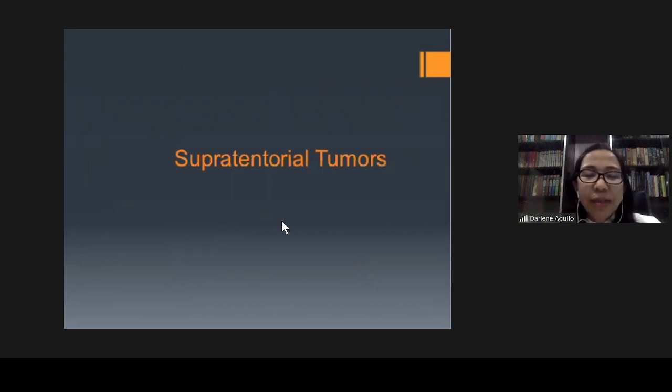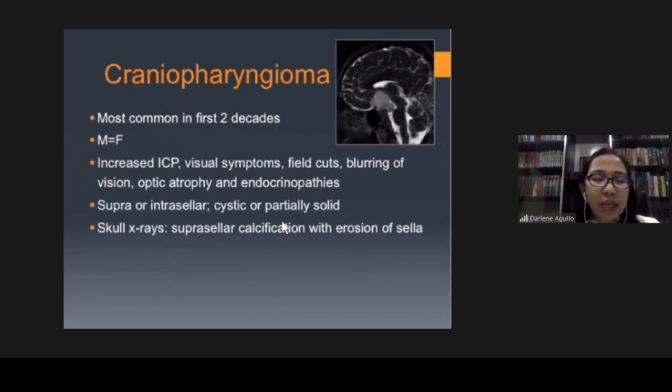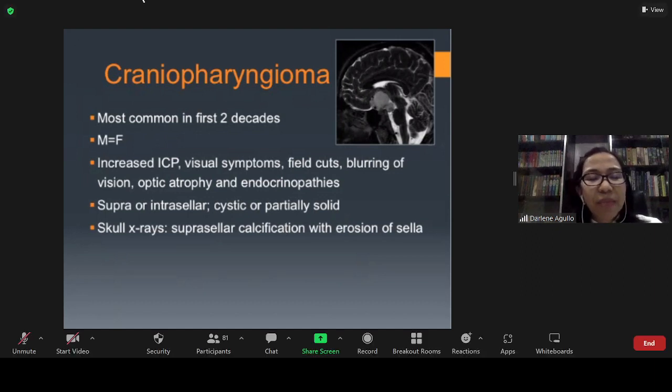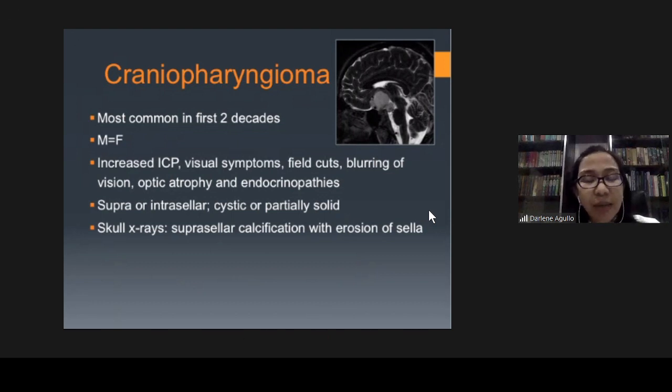Let's discuss supratentorial tumors. First is craniopharyngioma. So nakikita nyo ito, sellar, suprasellar area. Craniopharyngioma is most common in the first 2 decades of life with no sex predilection. Manifestations include increased ICP, visual symptoms, kasi nga sellar, suprasellar siya. You will have field cuts, bitemporal hemianopsia, blurring of vision, optic atrophy, and endocrinopathies, such as hypopituitarism, diabetes insipidus.